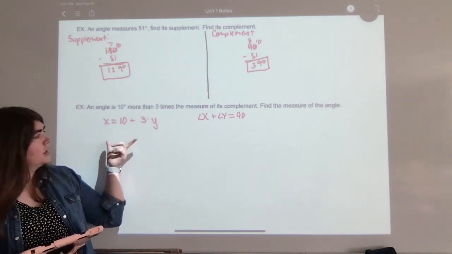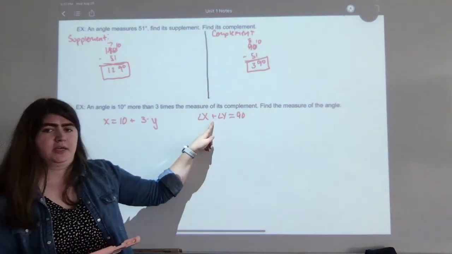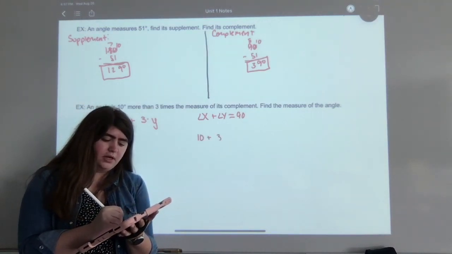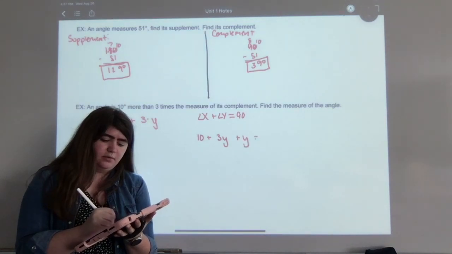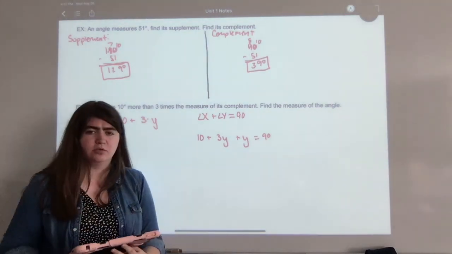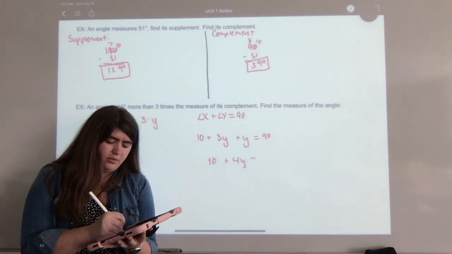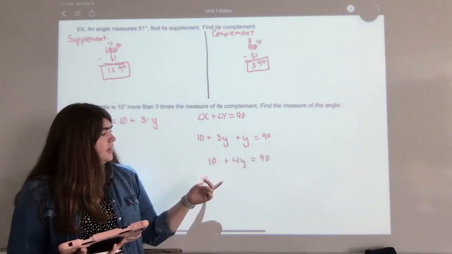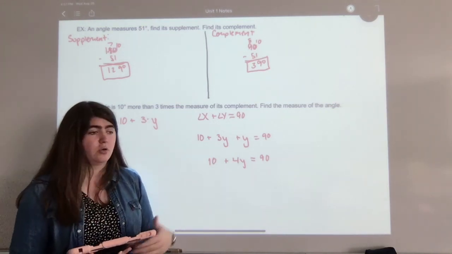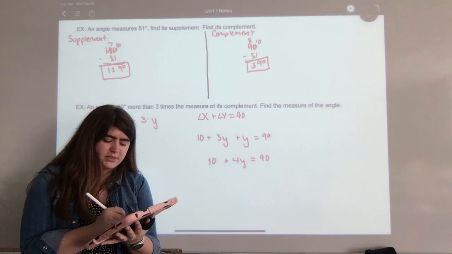All right, now that I know what angle x is equal to, I can plug this into my formula here. So I have 10 plus 3y plus y is equal to 90 degrees. I'm going to go ahead and combine like terms. 3y plus y is equal to 4y. So I have 10 plus 4y is equal to 90. I'm going to get my y by itself. I'm first going to remove this 10 because it's easiest to move, as there is no coefficient. Sorry, there's no variable. 10 is the constant. So I'm going to subtract 10 from both sides.